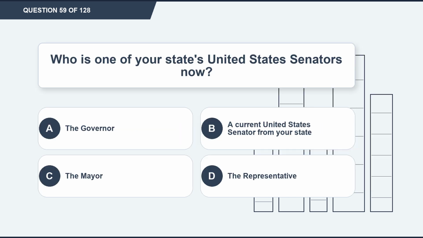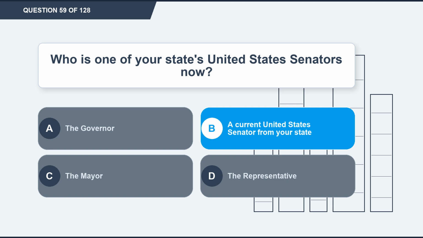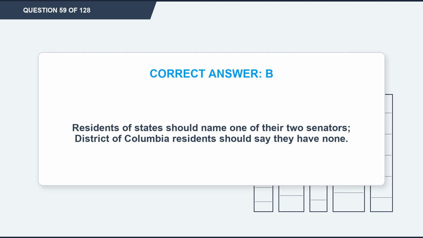Question 59. Who is one of your state's United States senators now? Option A, the governor. Option B, a current United States senator from your state. Option C, the mayor. Option D, the representative. The correct answer is option B, a current United States senator from your state. Explanation. Residents of states should name one of their 2 senators. District of Columbia residents should say they have none.